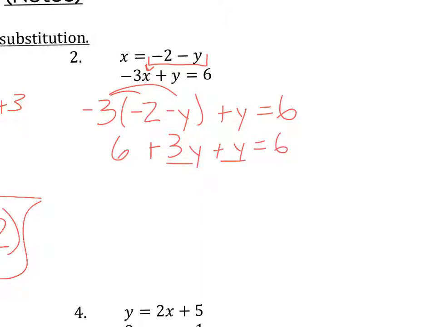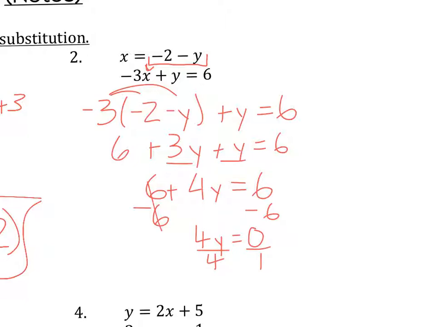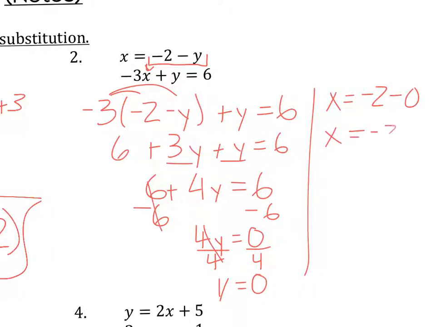Again, these y's are on the same side of the equal sign, so just do what you see. And then solve. So opposite operation, 4y equals 0. Divide by 4, and 0 divided by anything is still 0. So y equals 0. Need an x value to go with it. So I use my x equals equation. -2 minus the y value just found, which is 0. So x is just -2. So then my ordered pair answer, x comma y, is -2 comma 0.